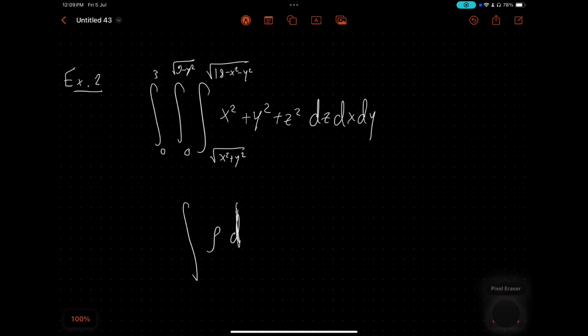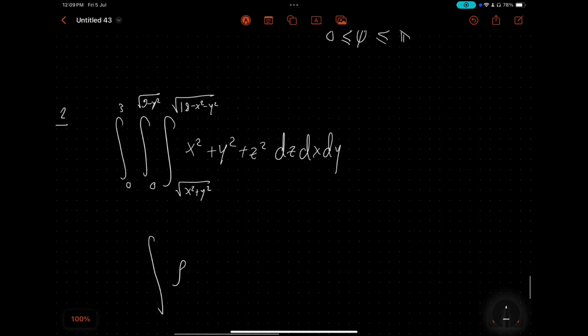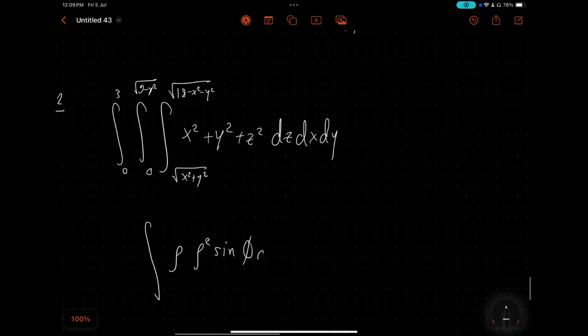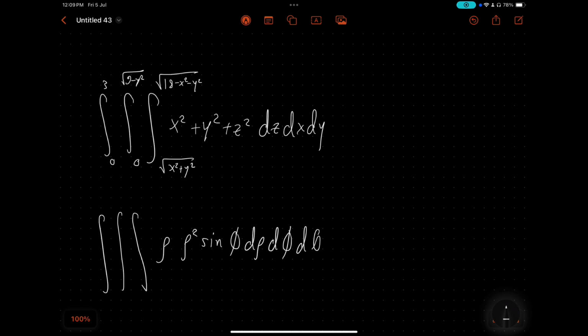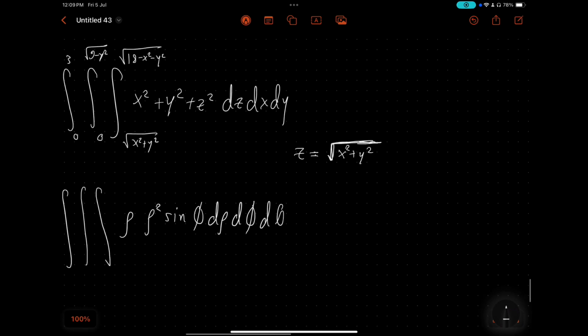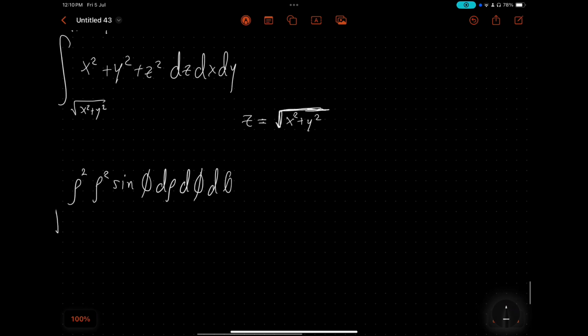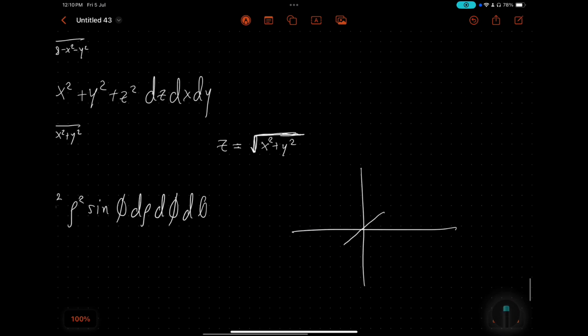Now the dV that we have is just rho squared sine phi d rho d phi d theta of the triple integral. For this we have z equals x squared plus y squared. Now if we want to convert into spherical coordinates and find phi, let's try to draw this. We know this is a sphere, so rho squared, and it's basically a sphere here.